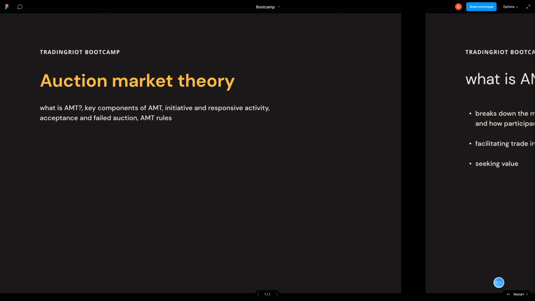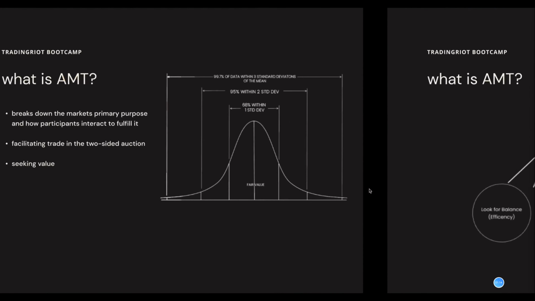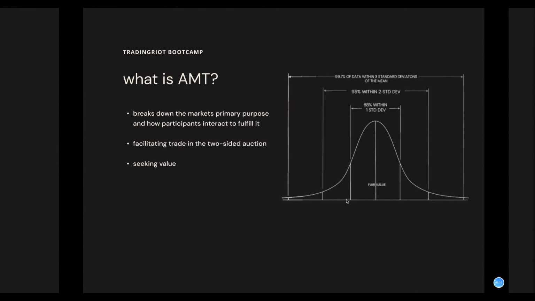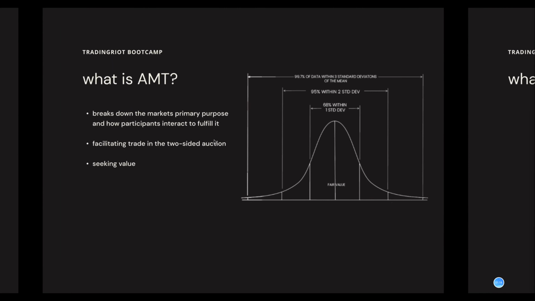So, what is the auction market theory? The auction market theory basically breaks down the market's primary purpose and how participants interact to fulfill it. This purpose is basically facilitating trade in the two-sided auction and seeking value.